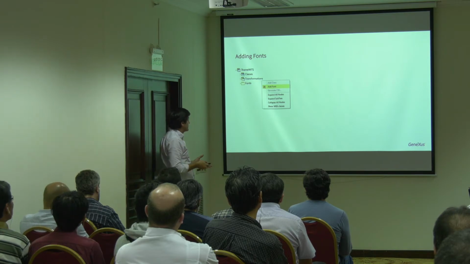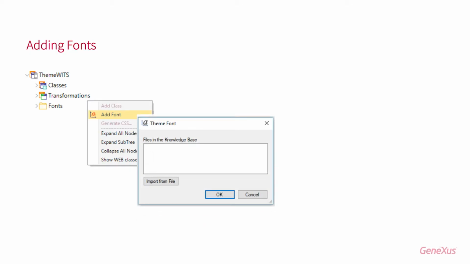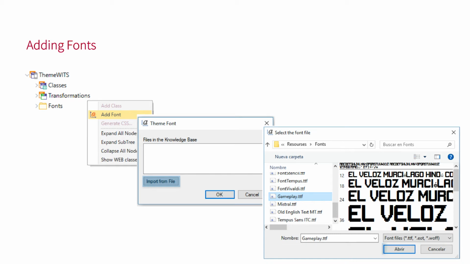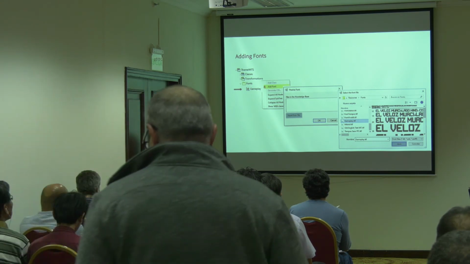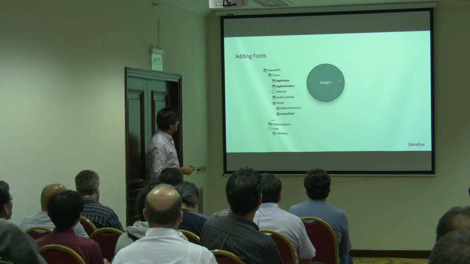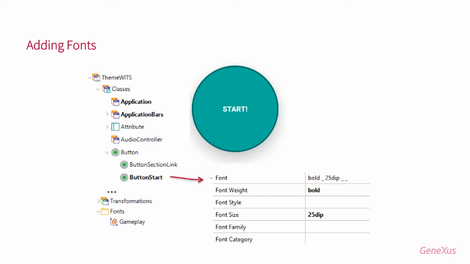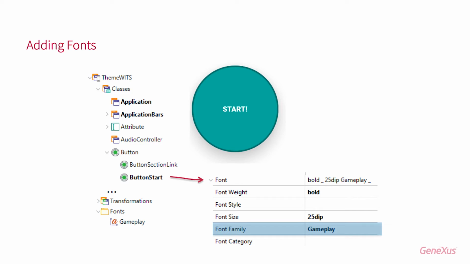Now, if we need an additional font or a specific font, we go again to the theme, and we have this option, the theme font, and we can select which is the font that we want to import. In this case, for example, gameplay. We open it, and it's a font now inside our object theme. And then this is the button associated to the class, and we can say, for example, that the font family, which is to use the class of this button, is the one that we have just incorporated.